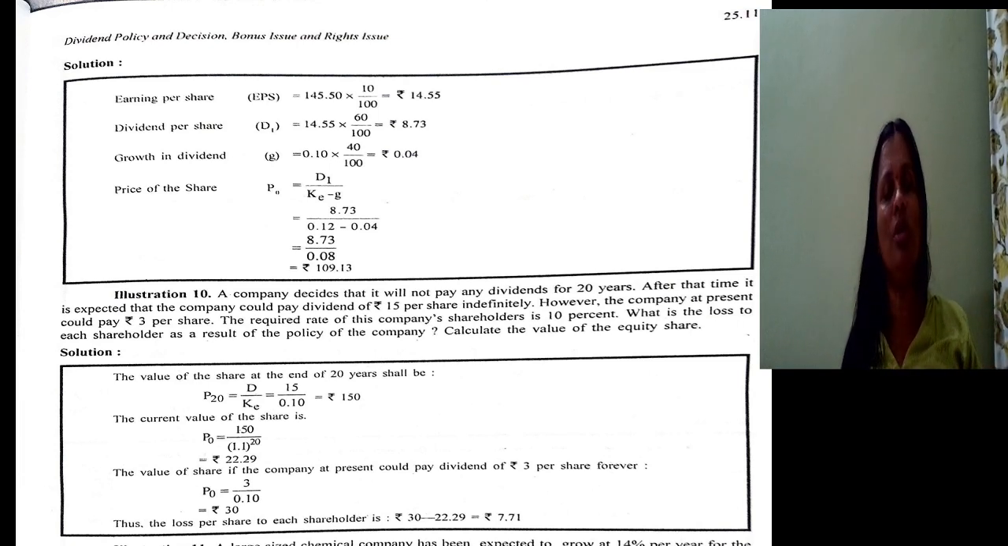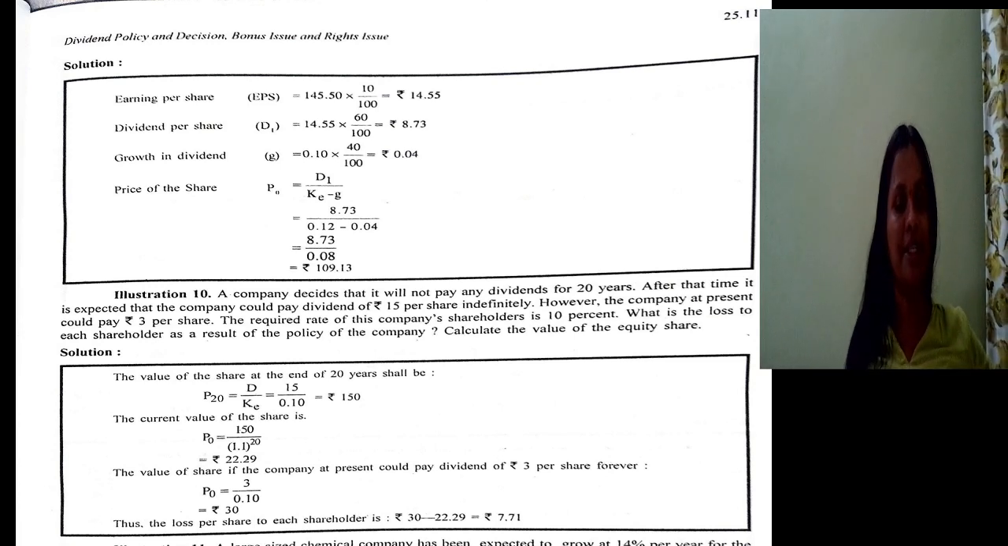P is equal to P during the current year, D1 divided by KE minus G. That is 8.73 divided by 0.12 minus 0.04. 0.12 is the required rate of return. So 8.73 divided by 0.08. The answer is 109.13. Now we move towards illustration 10.